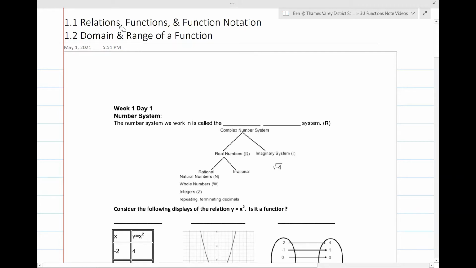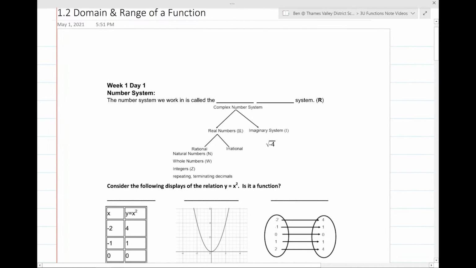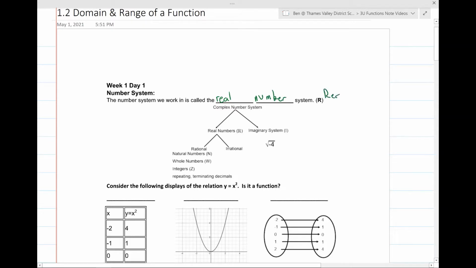We're going to start off by talking about the number system that we work in, and the number system that we're going to work in as we work through this course. So you are used to working in the real number system, and that's also called the reals. And that's denoted by a short form R.